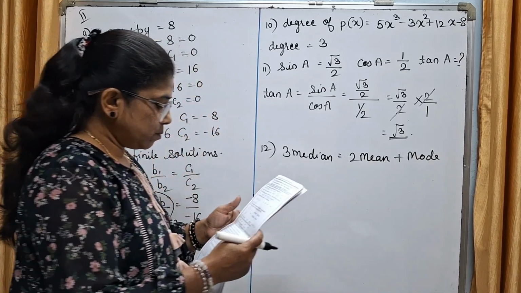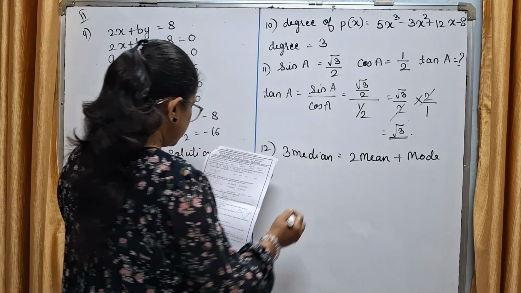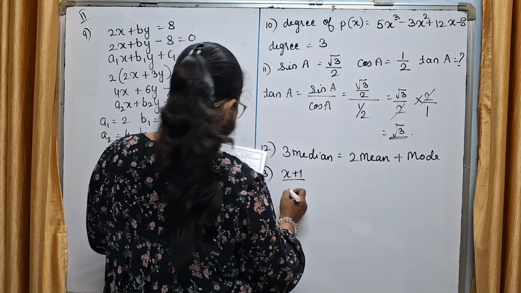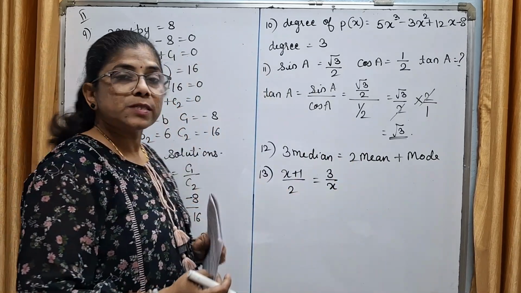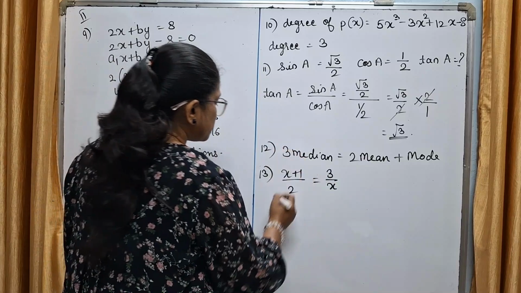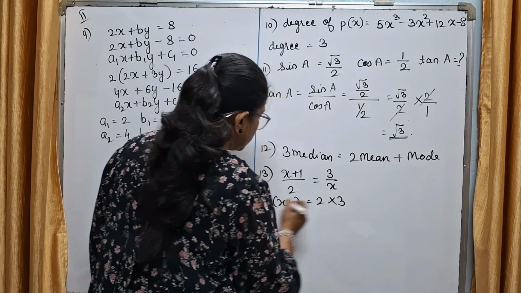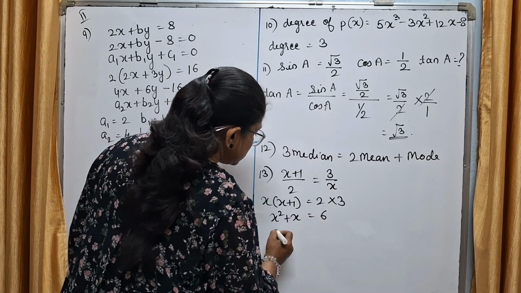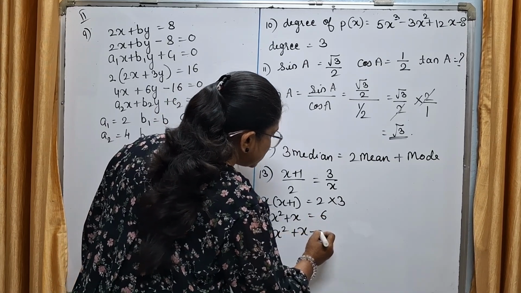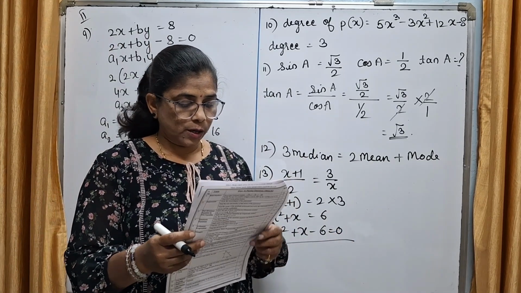Okay. Now next is express the quadratic equation in the standard form. Here the given thing is x plus 1 upon 2 is equal to 3 upon x. This we have to simplify and write in standard form. Let's cross multiply. X into x plus 1 is equal to 2 into 3. X square plus x is equal to 6. X square plus x minus 6 is equal to 0. This is the standard form of this quadratic equation.